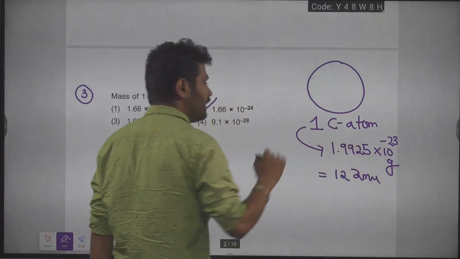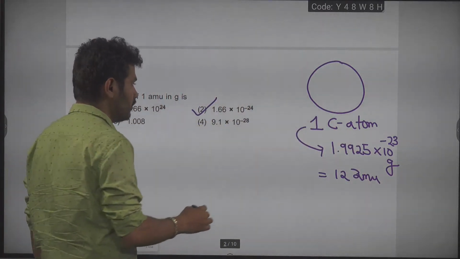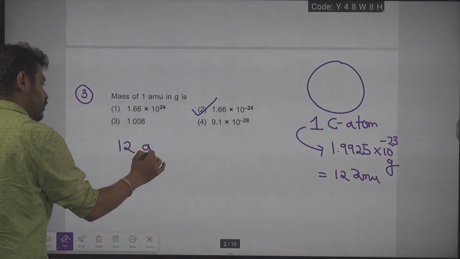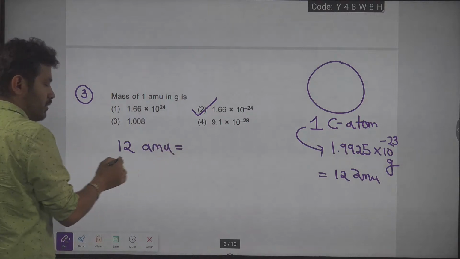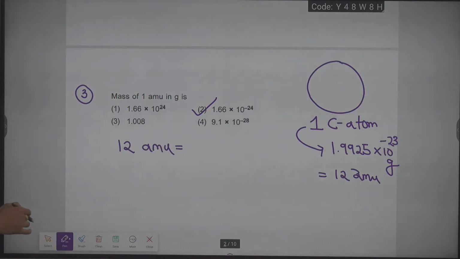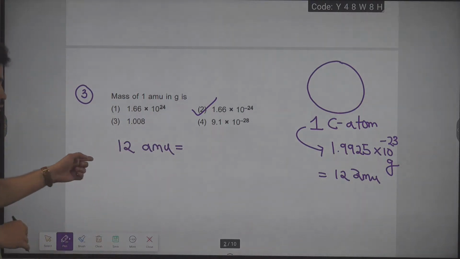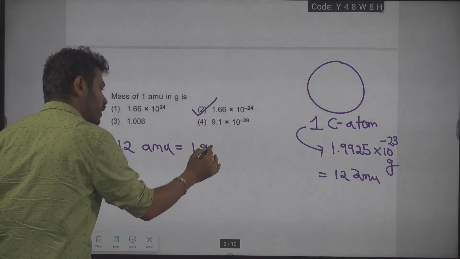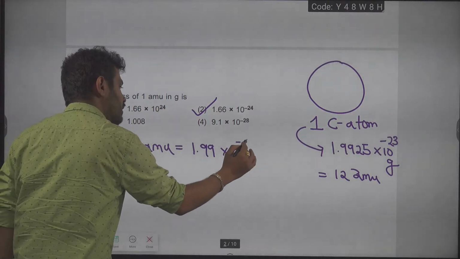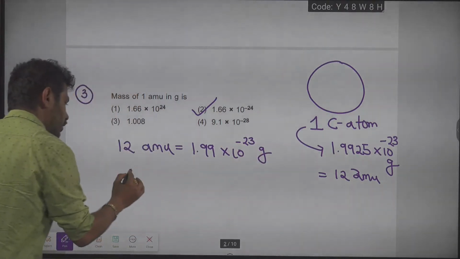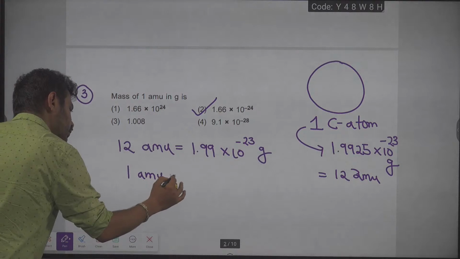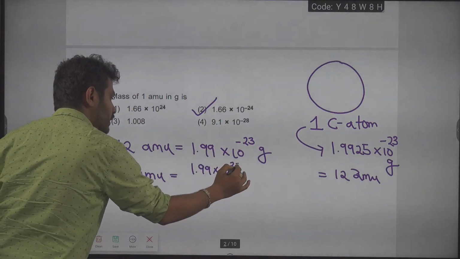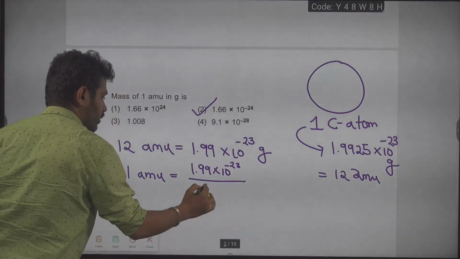If 12 AMU is this, then 1 AMU will be how much? Guys, one single carbon atom is 12 AMU, and this you have studied in class 9, 10th as well. The atomic mass of carbon is 12. So one single carbon atom is 12 AMU, and that we have calculated to be 1.9925 into 10 to the power of minus 23 gram. Then what about 1 AMU, guys? 1 AMU will be 1.99 into 10 to the power of minus 23 divided by 12.